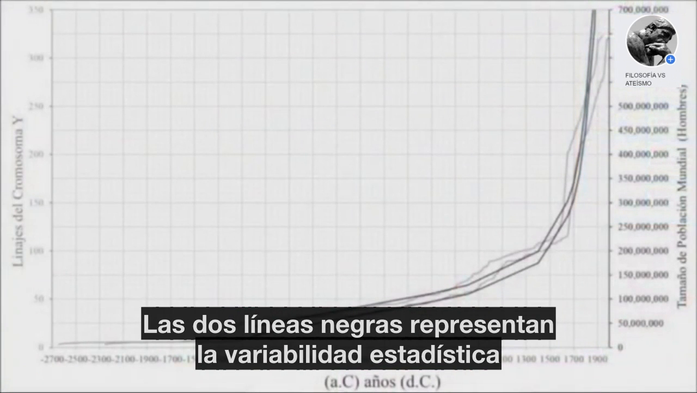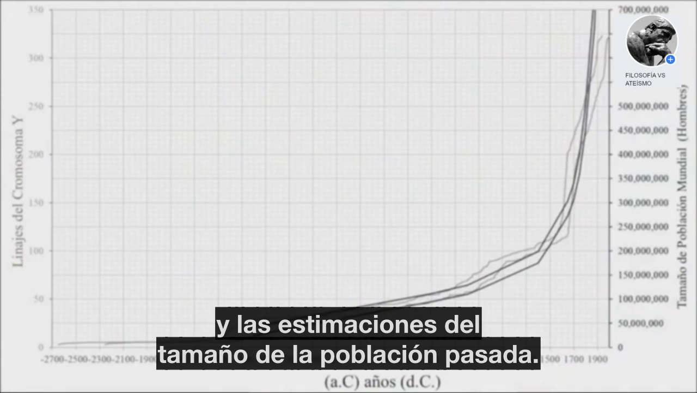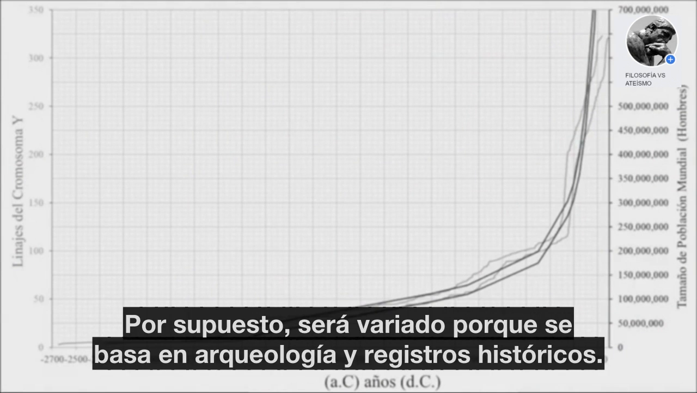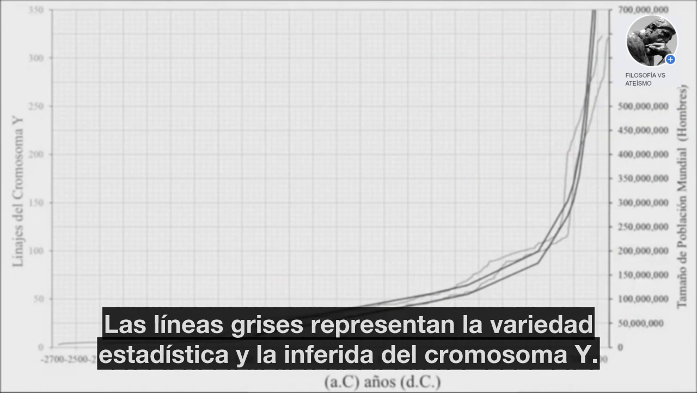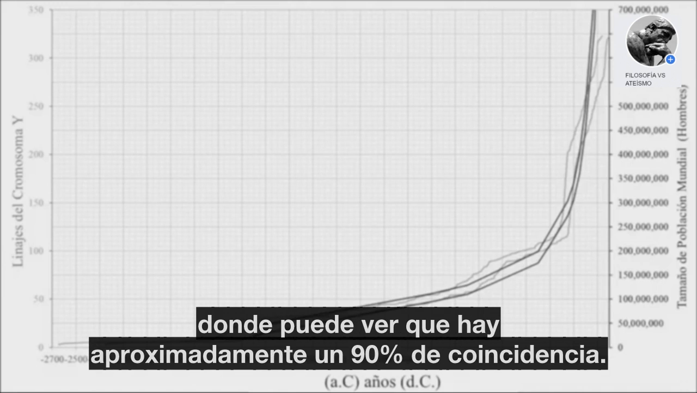The 2 black lines represent the statistical variability in the estimates of past population size. Of course, there's going to be variety because it's based on archaeology and historical records. The gray lines represent the statistical variety inferred from the Y chromosome, and you can see there's about a 90% match.